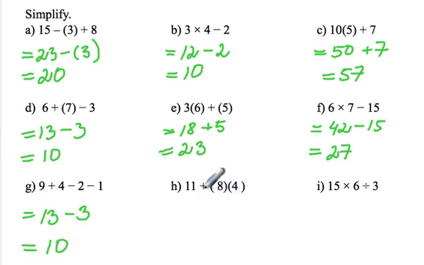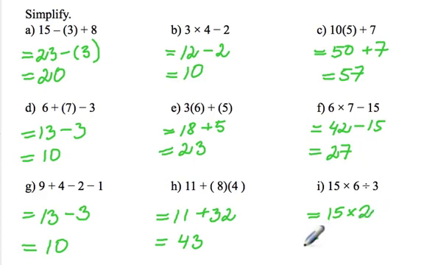Again, I have to multiply before I can add. So this equals 11 plus 8 times 4 is 32 equals 43. Question I. We have to divide before we can multiply. So equals 15 times 6 divided by 3 is 2, equals 15 times 2 is 30.